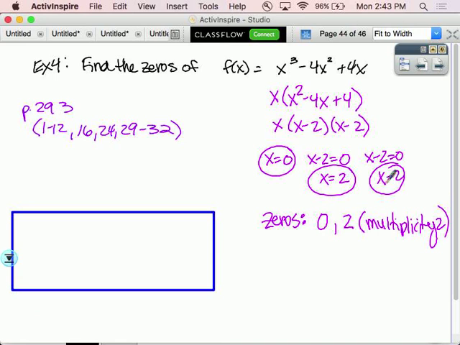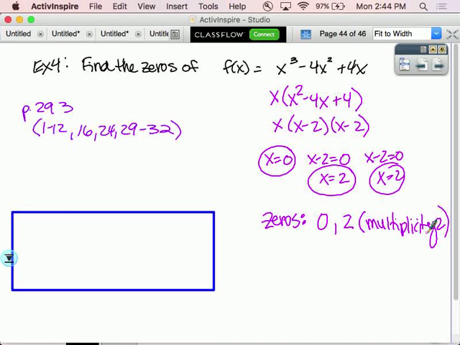So on your homework, there's going to be a question that asks about multiplicity. It's going to say find the zeros and tell their multiplicities. Well, if you don't understand that, it's okay. We can go over it tomorrow because I kind of rushed it at the end here. If something happens 2 times, then you're going to put multiplicity 2. If it happens 3 times, you're going to put multiplicity 3. If it only happens once, you don't have to put multiplicity 1.